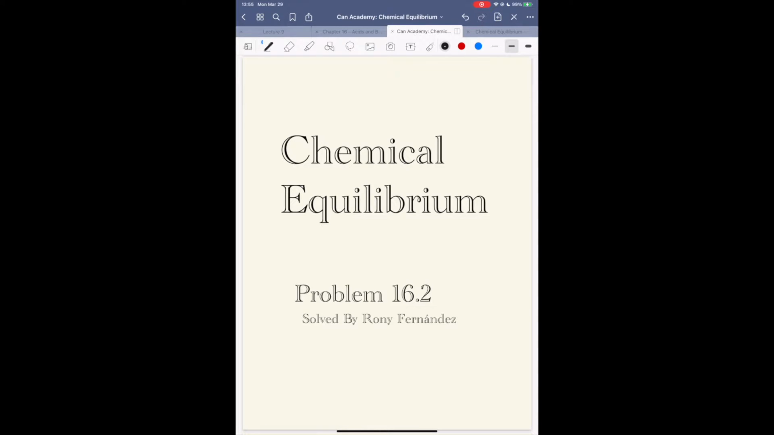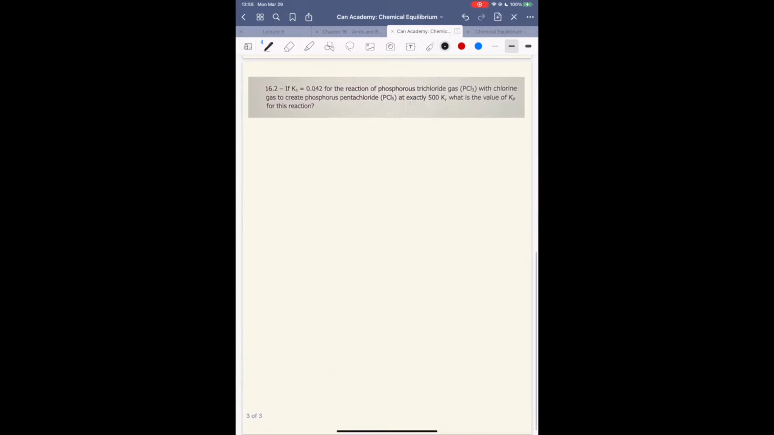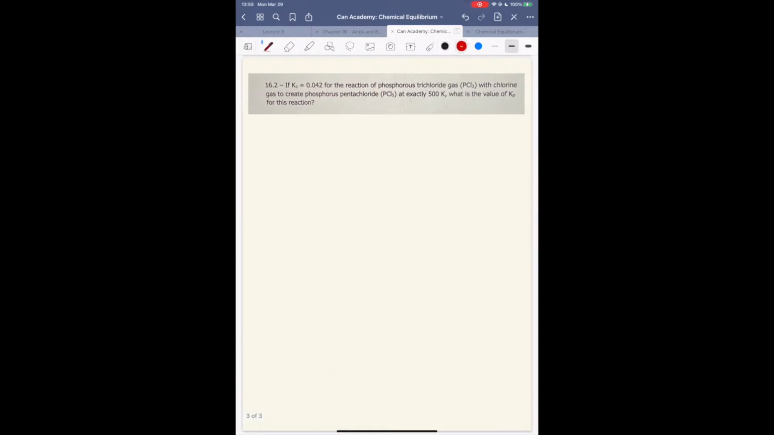I will be solving problem 16.2 in the chapter for chemical equilibrium. Let's get started. So the problem reads, if Kc is equal to 0.042 for the reaction of phosphorus trichloride gas with chlorine gas to create phosphorus pentachloride at exactly 500 Kelvin, what is the value of Kp for this reaction?